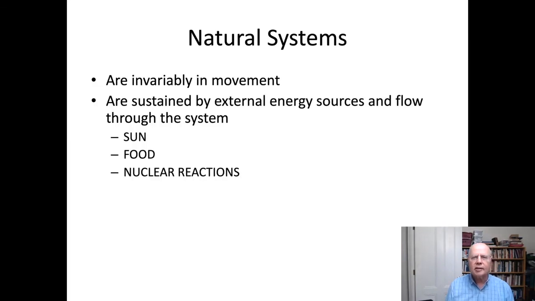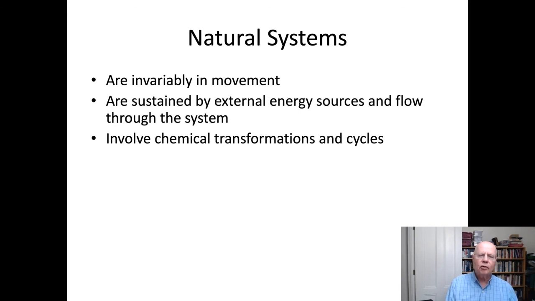The second characteristic is that they're sustained by an external energy source, and this energy flows through the system. Everything on the Earth is supported by the energy coming from the sun. Everything in us is supported by the food that we eat. Everything in the sun is supported by the nuclear reactions that take place in the sun, which ultimately harvest potential energy created during the Big Bang. So every one of these systems we look at requires energy and uses energy, so that the energy is moving through the system. It's part of movement.